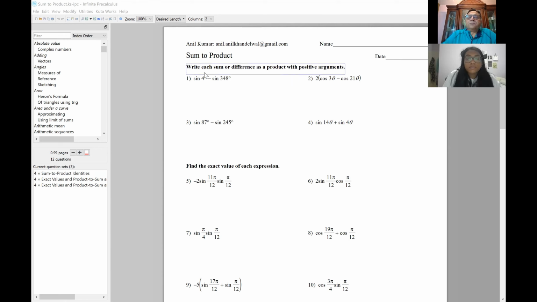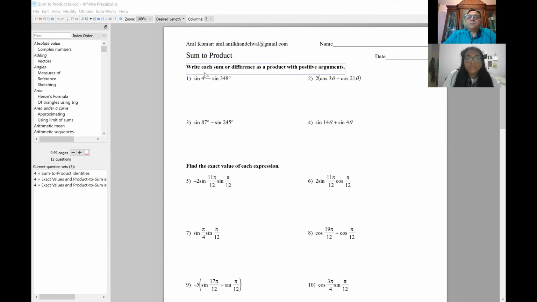So we can write sum to product and difference to product. We call them the sum to product formulas. Do you understand? Is that clear to you? So we are given a kind of sum, because a negative is also a sum, and we have to write this as a product. So we are going to use this particular formula: 2 times cos A sine B.